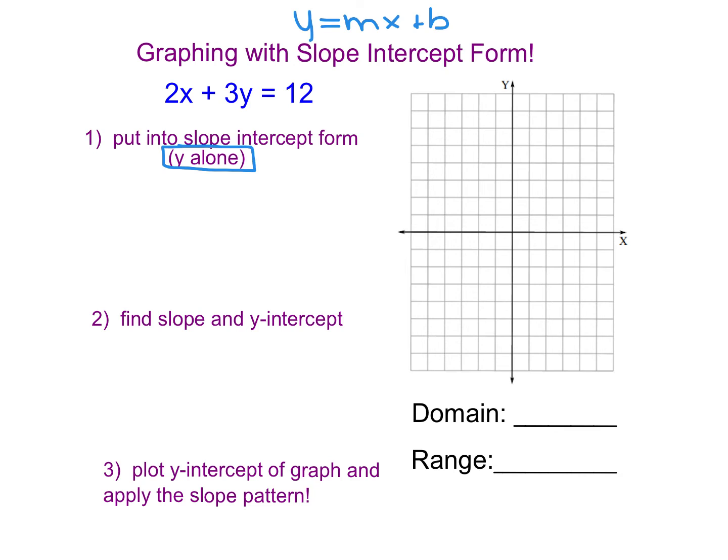So here in this example, we have 2x plus 3y is equal to 12. And we want to rewrite this equation so that y is by itself. So the first thing that we need to do is subtract 2x from each side. And in doing so, this is going to become 0.